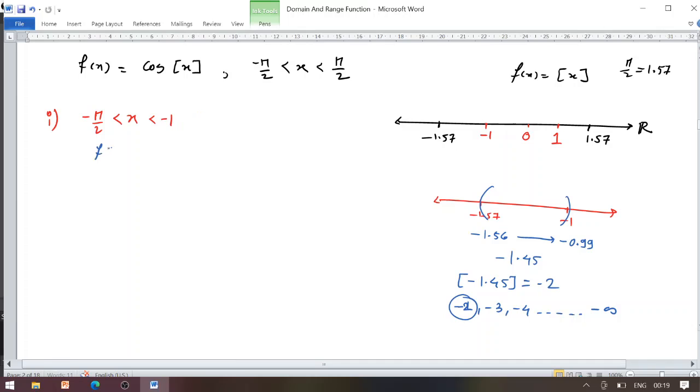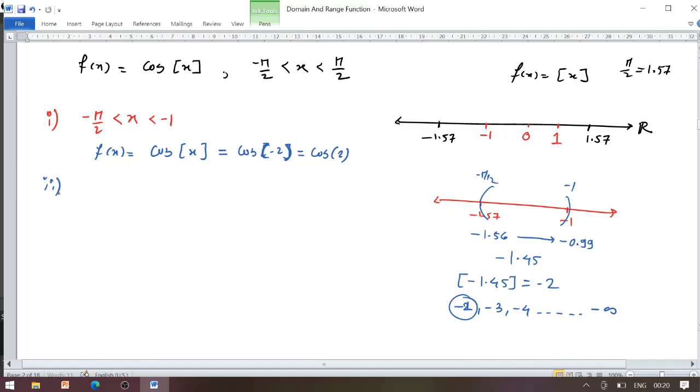So we have the function of the form cos of the greatest integer value of x, and in the open interval minus pi by 2 to minus 1 the greatest integer value of x becomes minus 2. Now cos of minus 2, as per cos of minus theta being the positive value of cos theta, we are having cos of 2 here.